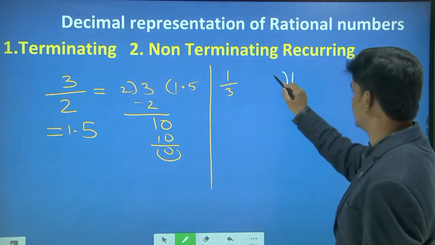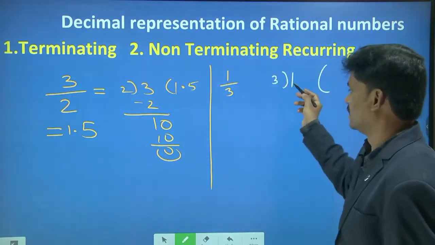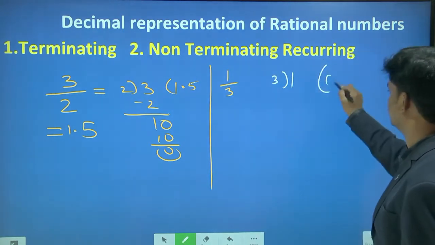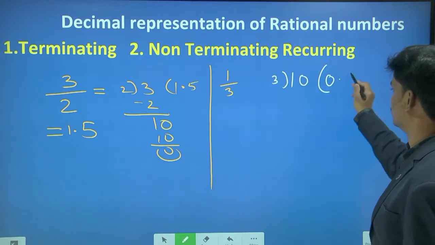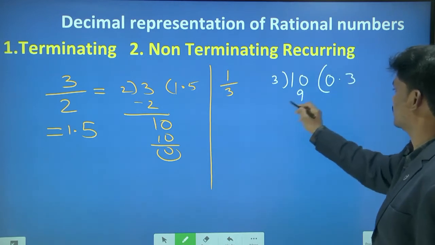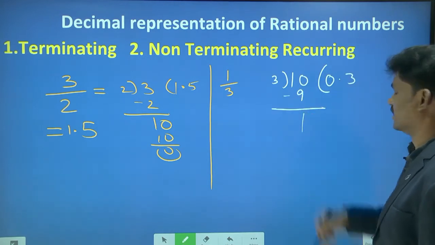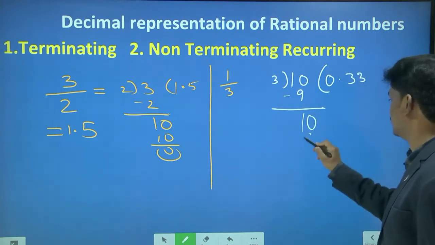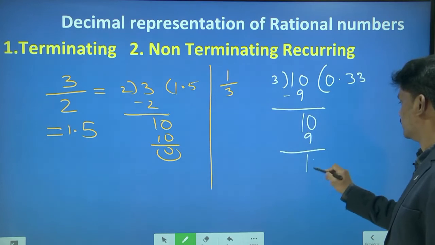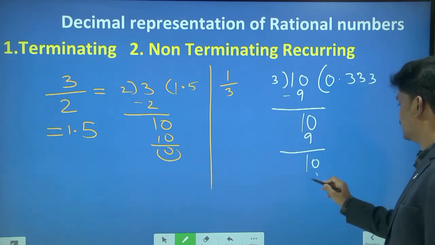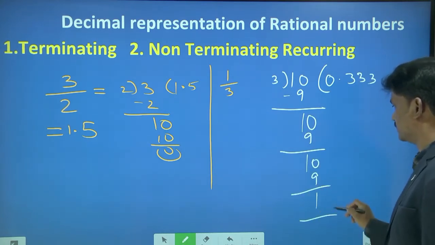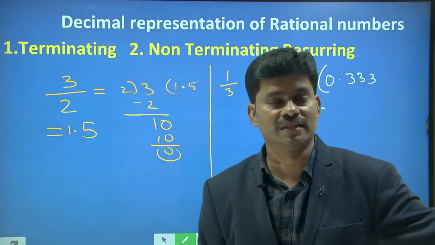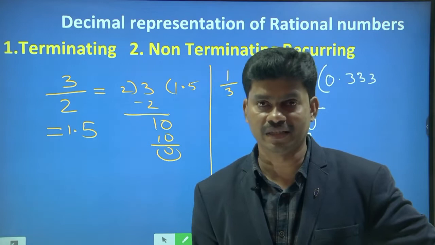Divide 1 with 3. We can't divide 1 with 3, so we have to take a decimal. Then 0. 3 3s are 9. Here 1. Again I shall take 0 and 3 3s are 9. 1. 3 3s are 9. 1. So what is repeating here? 1 is repeating. So it is a non-terminating recurring decimal.